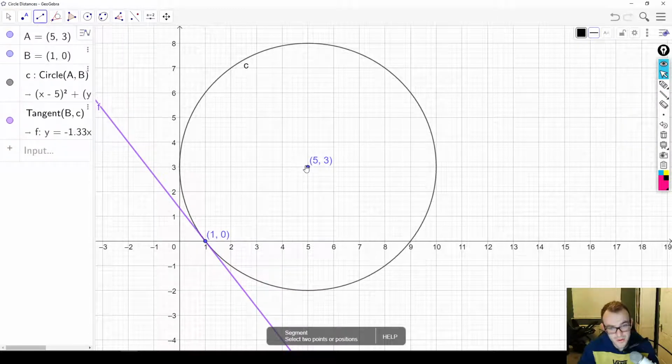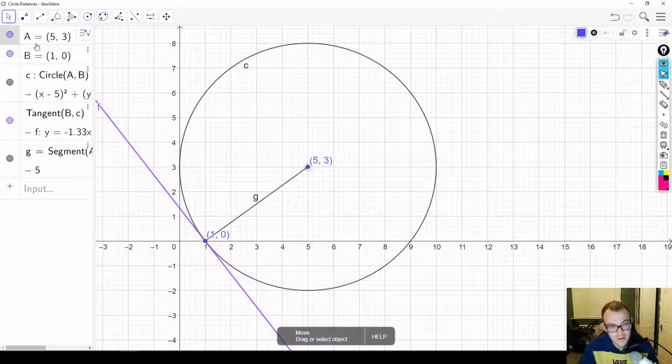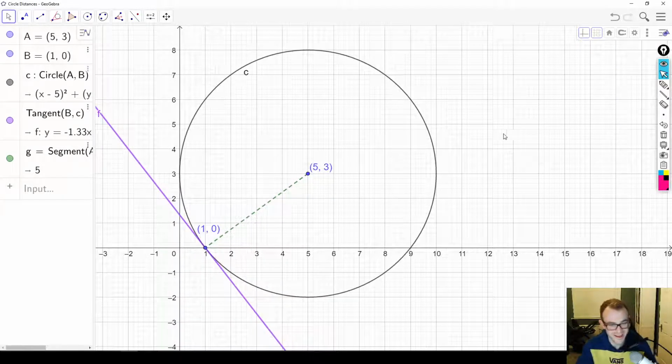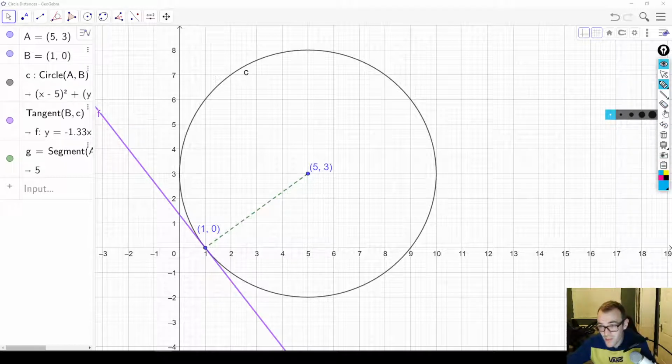Let's just include the radius line in here as well. That's what we're going to be dealing with first. And let's just change the color of that as well. Let's make it green. Okay, that looks wonderful. All right, let's have a go at this then. The first thing that we're going to need to do is find the gradient of this green dotted line here. We've got the coordinates (5, 3) and (1, 0), and we need to know how steep this line is.